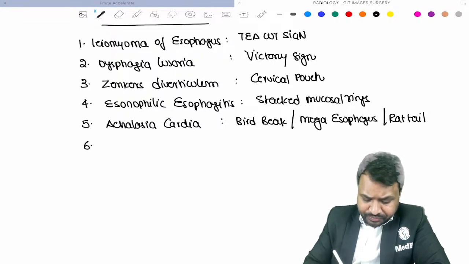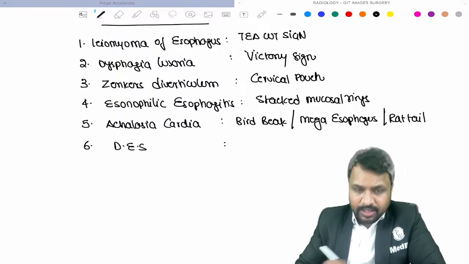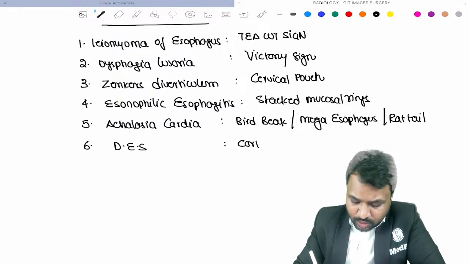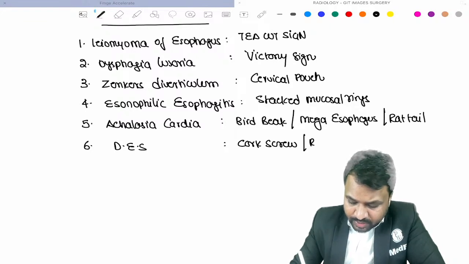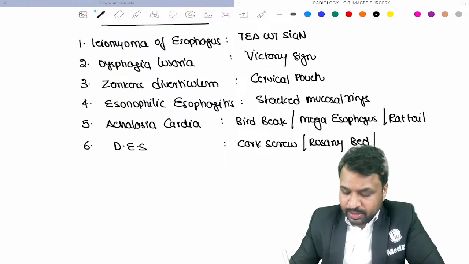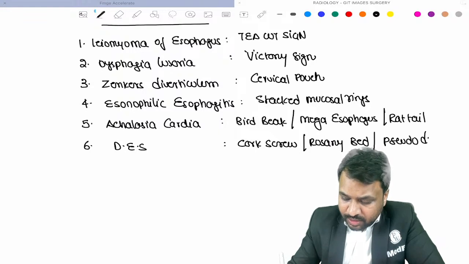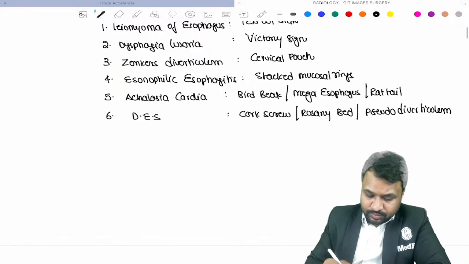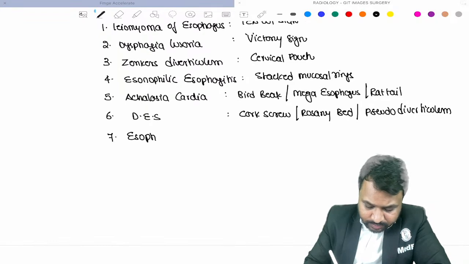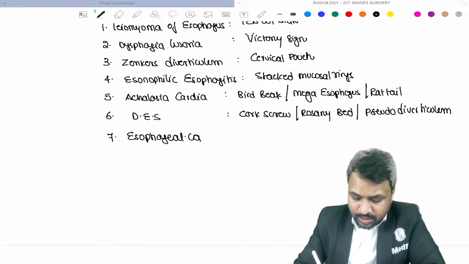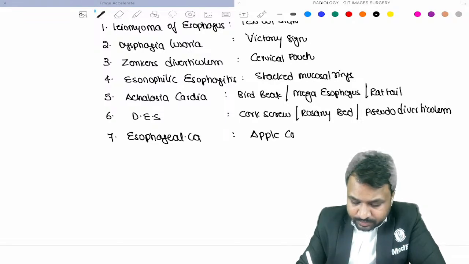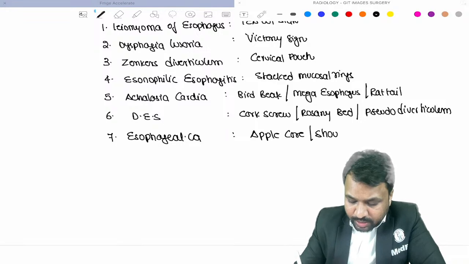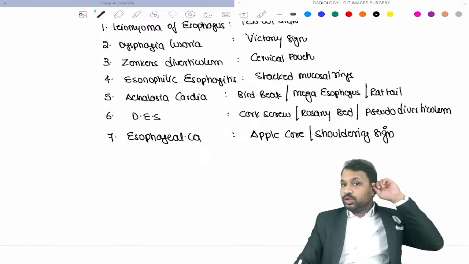After achalasia cardia, you'll see diffuse esophageal spasm. In diffuse esophageal spasm, we have the corkscrew appearance, the rosary bead appearance, and pseudodiverticula. Then you have esophageal cancer. For esophageal carcinomas, we have the apple core sign and the shouldering sign is noted.